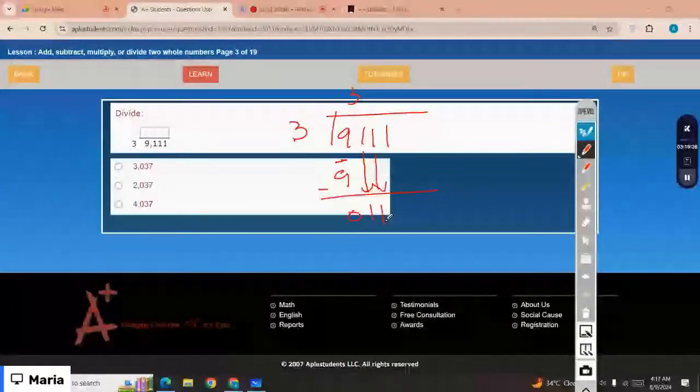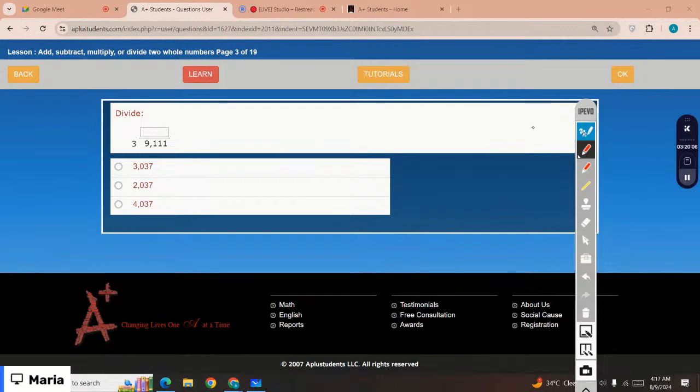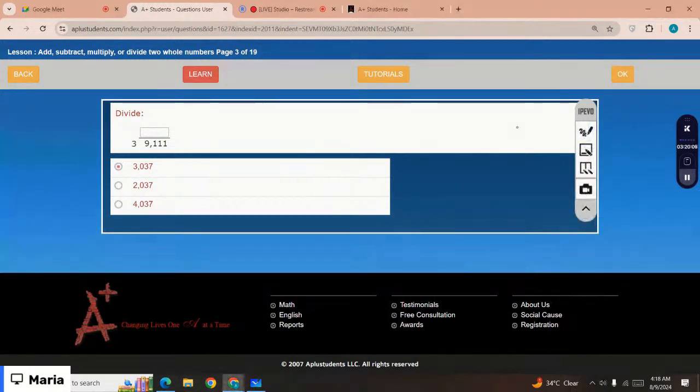So when you bring the two digits down, you need to add 0 over here. Now you can go for 3 times 3 is 9. 11 minus 9 is 2, you need to bring the next digit down. So you can go for 3 times 7 is 21. The correct option is 3,037. That's option number 1.